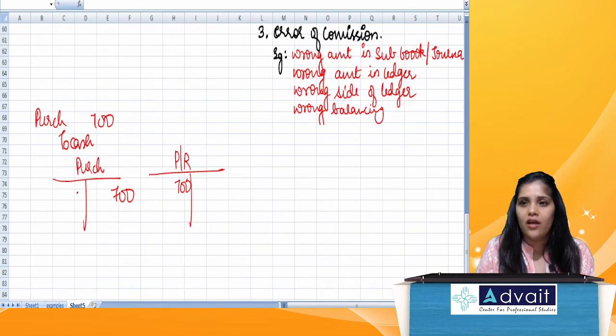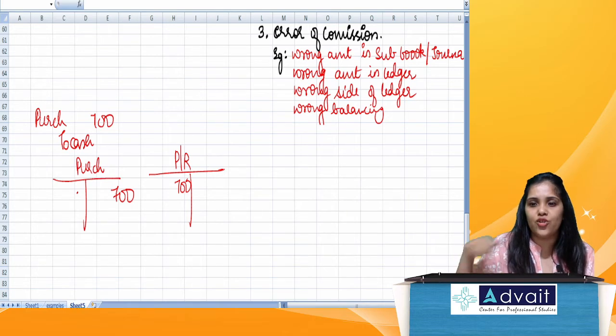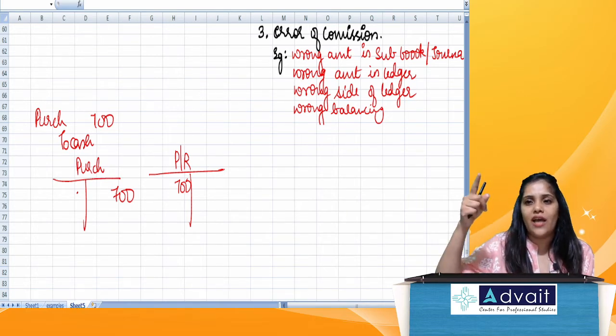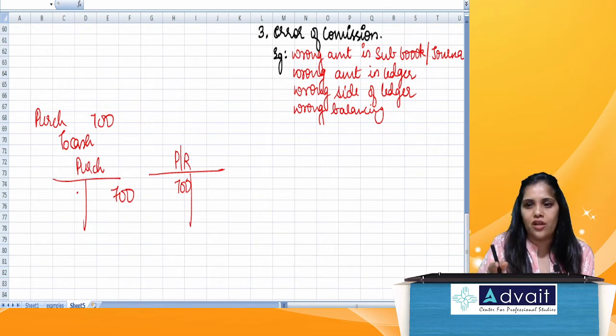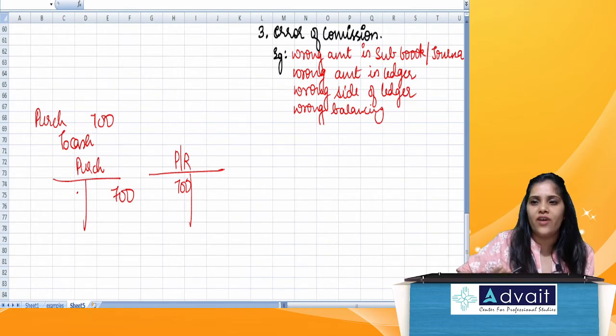Error of commission. In subsidiary books you have made a mistake, meaning the totaling of the page you have done wrong. Error of commission. One page to another page carry forward, wrong. Error of commission. Posting to account wrongly done. Error of commission. So basically, apart from these three types of error, if you're making any other type of error, then it is an error of commission.